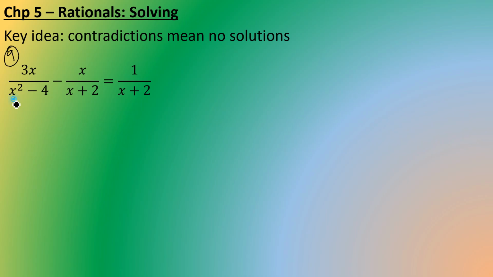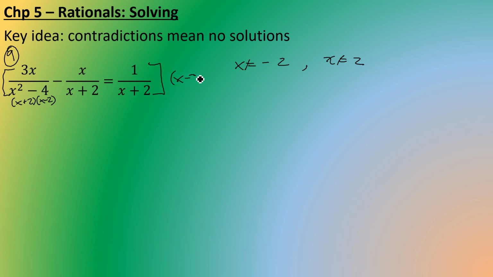So first thing we should do, factor. Next thing we should do, state our restrictions. X cannot be negative 2. X cannot be 2, because that would make these denominators 0.